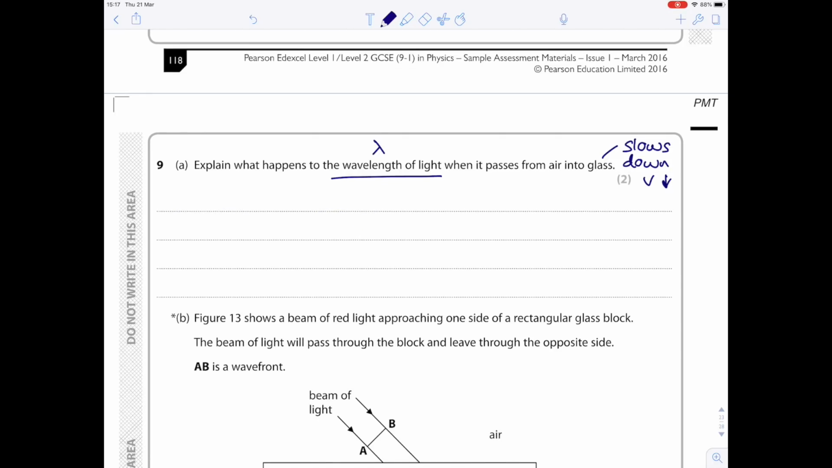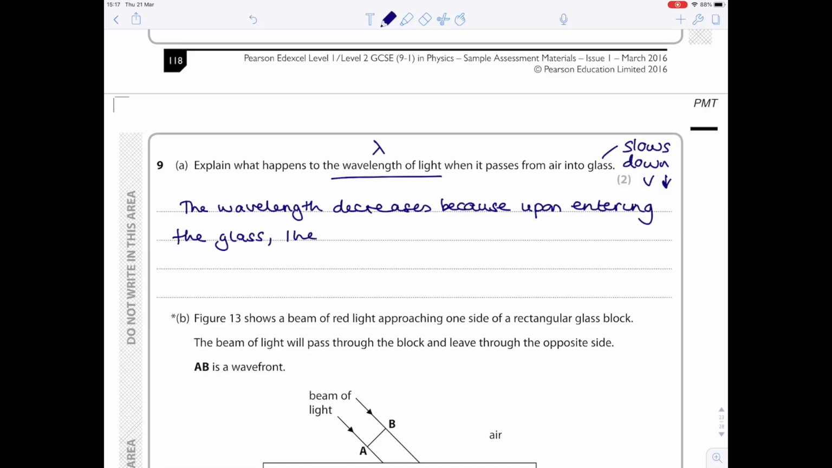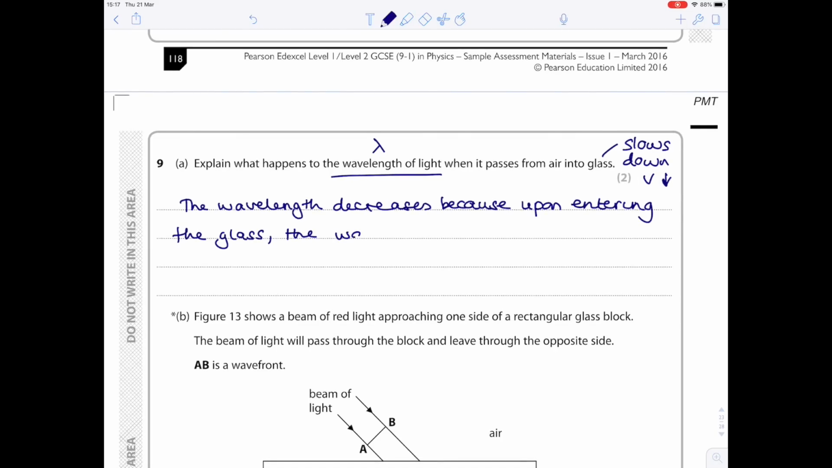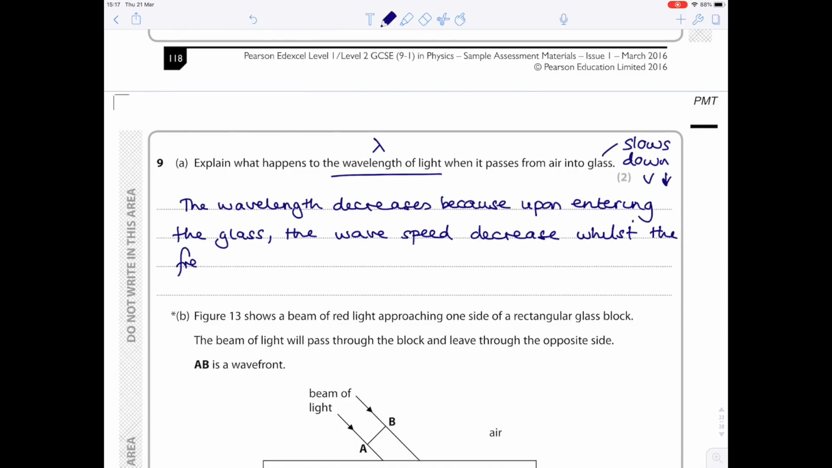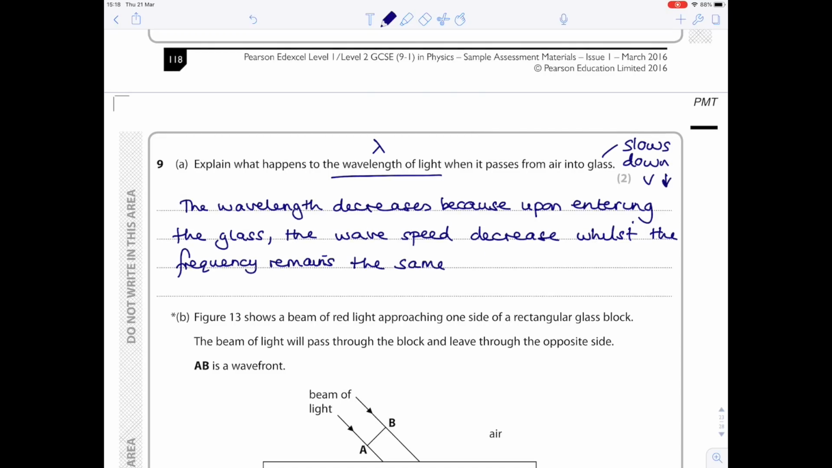So you want to make a point, which is that first of all state what happens to the wavelength. So the wavelength decreases because upon entering the glass, the wave speed decreases whilst the frequency remains the same. And then write the equation which proves this, which is wave speed equals frequency times wavelength.